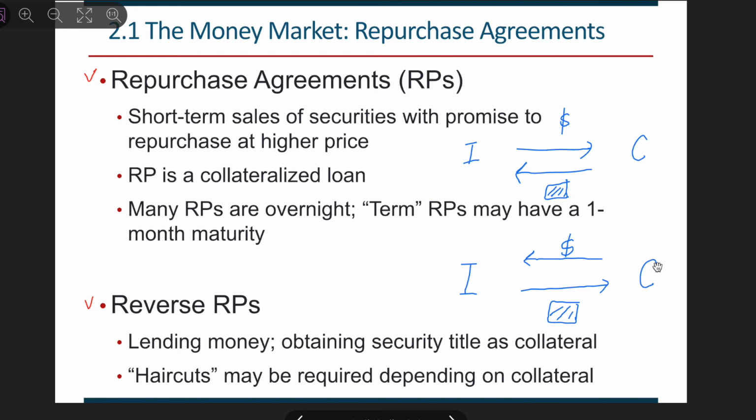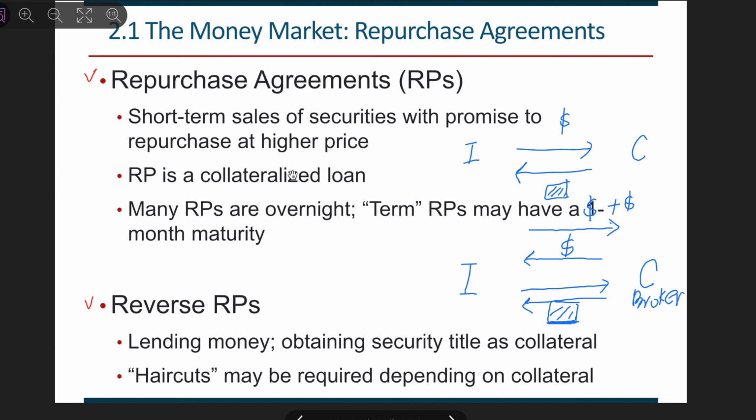So you sell your security to some company, or here we sell it to a broker, right? And the broker pays you money equal to the value of that security. In return, you have to pay back the money, plus some interest, to get back the paper, right?